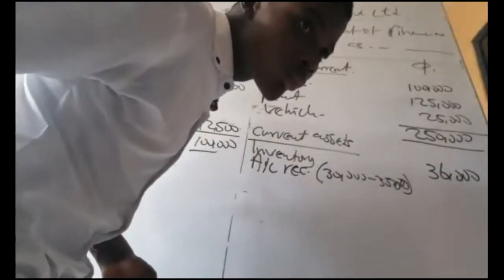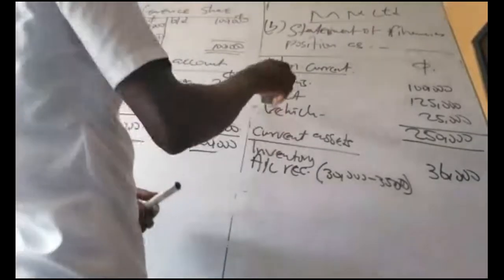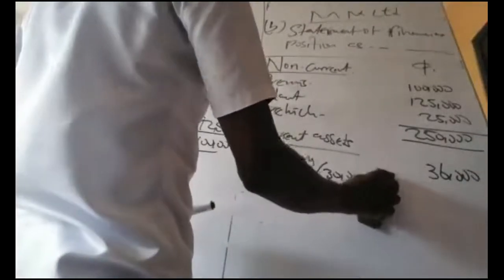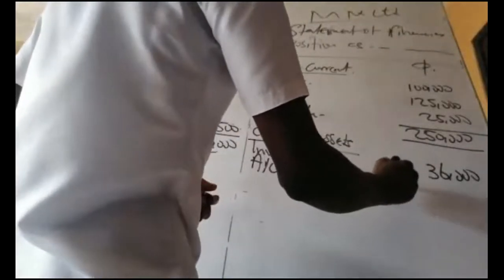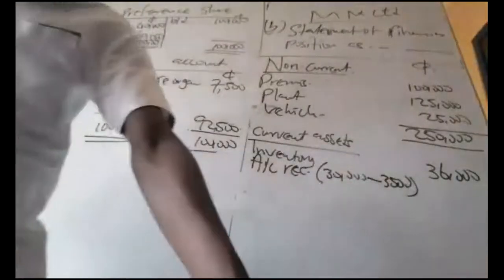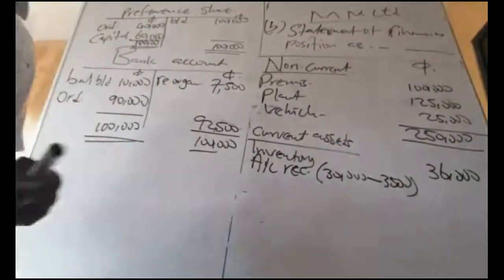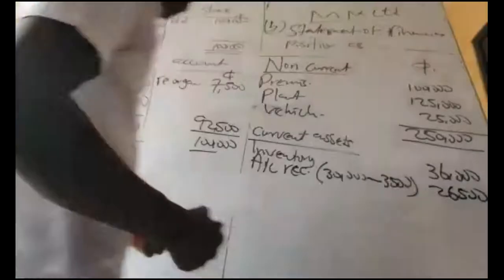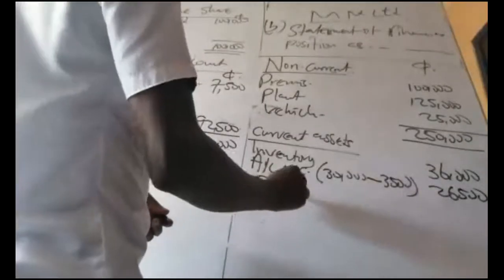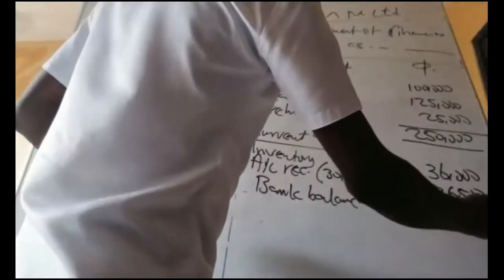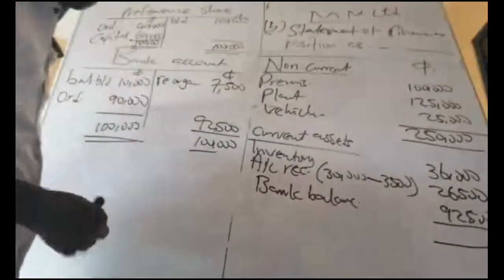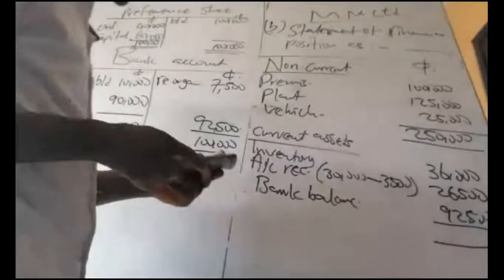What about the freehold? That's the premises. On the face it was called premises, 100,000. Good. So 30,000 less 3,500 now gives us 26,500. Then bank. The bank balance is 92,500. We are done. Current asset total, then we are done for the day.